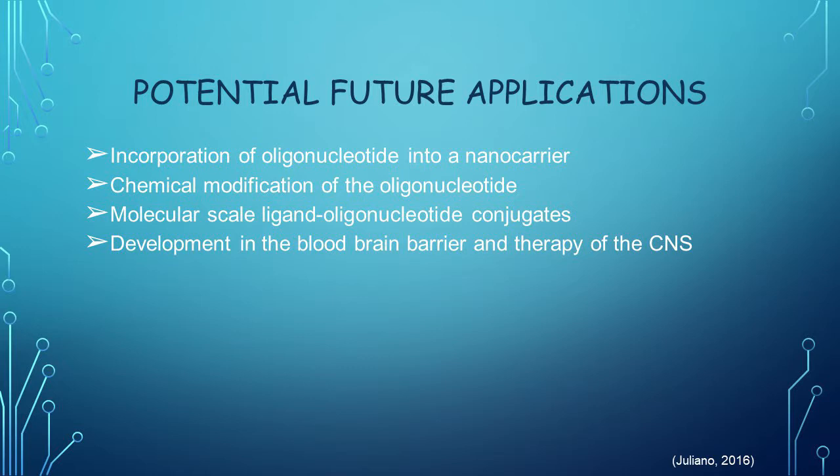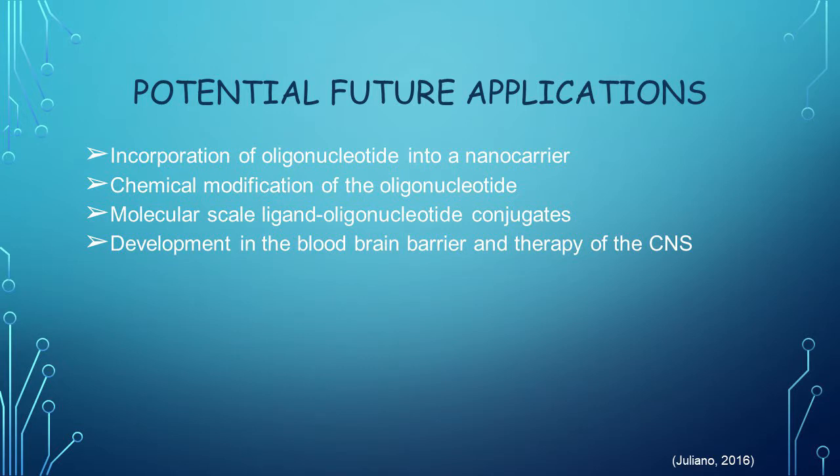There has been much interest in the molecular scale ligand oligonucleotide conjugate, which allows the prospect of selective delivery to specific cells or tissues via receptor-mediated mechanisms, together with the prevention of the toxicities often associated with nanocarriers.